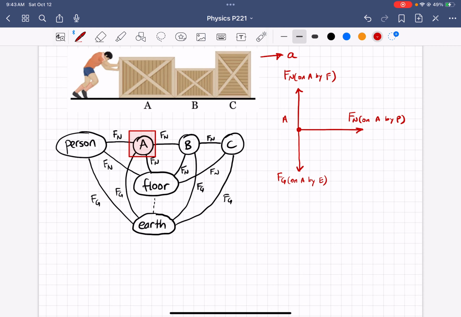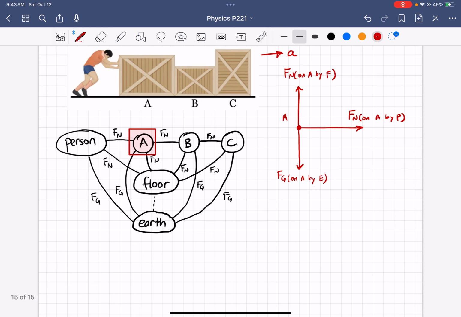And there are, again, 4 forces acting on B. There's going to be a gravitational force. Doesn't necessarily have to be the same length as the one acting on A. Maybe box B is a little bit smaller. And then we'll have a normal force from the ground on B by floor. So now in the horizontal direction, there's going to be box A pushing B to the right this way, but then box C is going to be pushing back to the left.